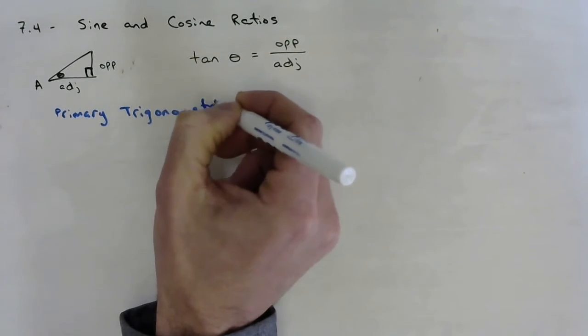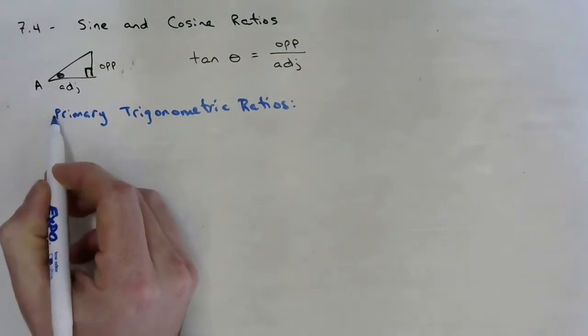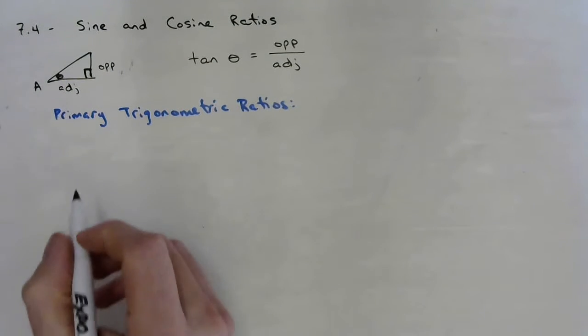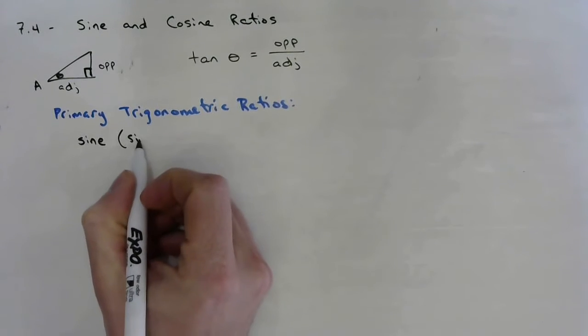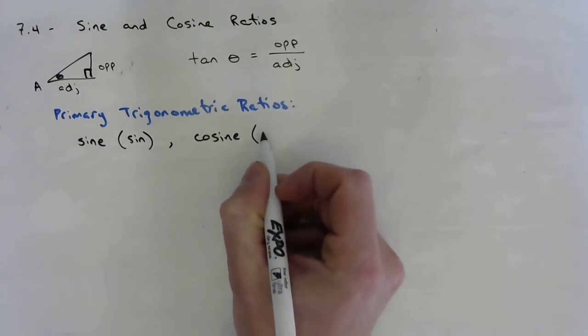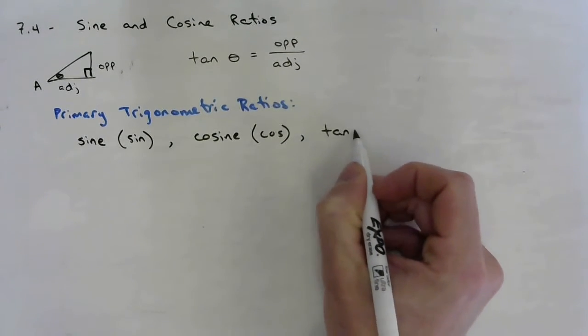Primary trigonometric ratios, okay? What are they? Well, their names, these markers are bush. Their names are sine, often just denoted SIN, cosine, often COS, and tangent.